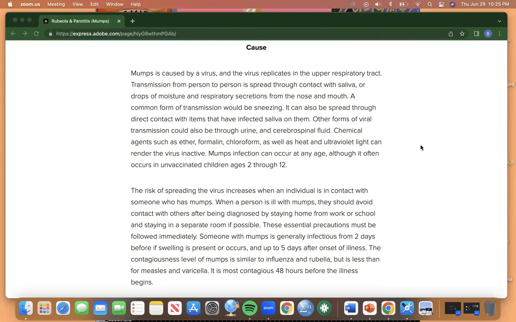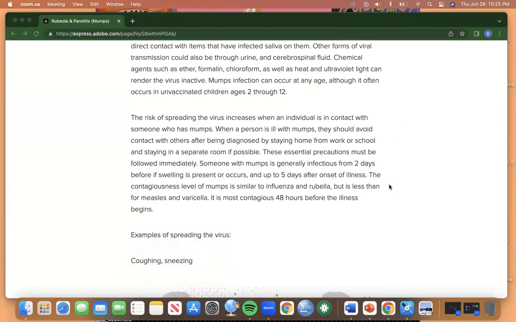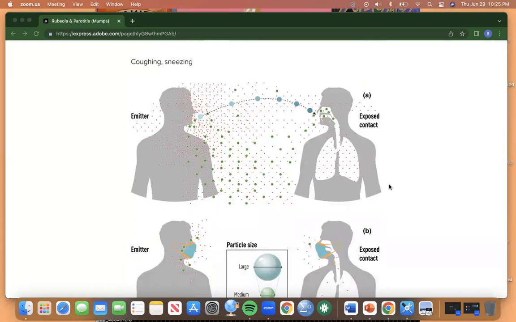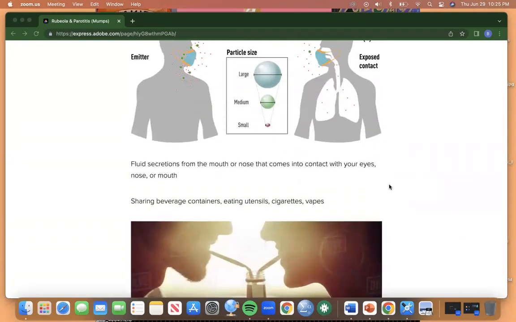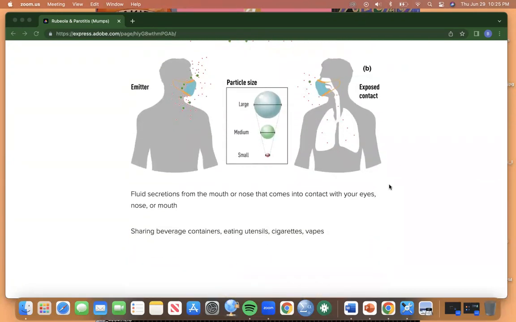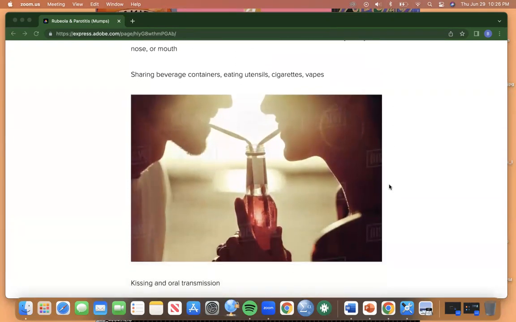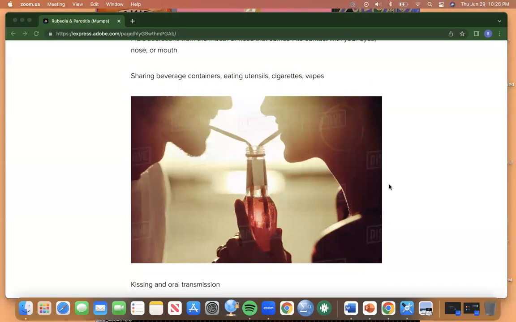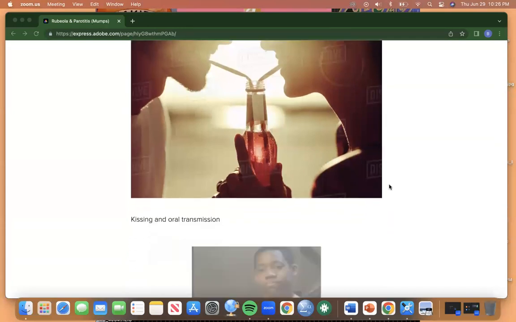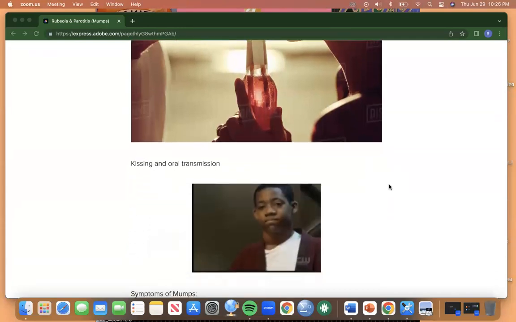The contagiousness level of mumps is similar to influenza and rubella, but is less than for measles and varicella. It is most contagious 48 hours before the illness begins. Examples of spreading the virus would be coughing and sneezing, fluid secretions from the mouth or nose that come into contact with your eyes, nose, and mouth, as well as sharing beverage containers, eating utensils, cigarettes, vapes, and so forth, as well as kissing and oral transmission.